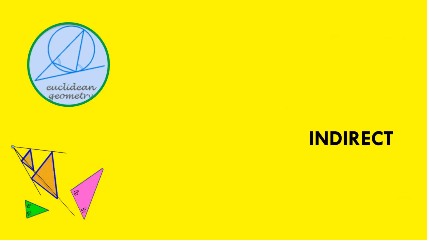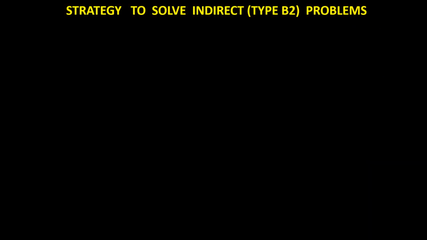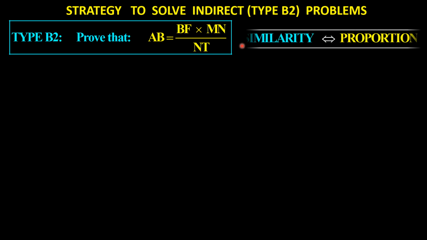Now let's consider the second type of indirect applications. Here we have the second type, and it's a proportion written in this form: AB over BF equals MN over NT. Always remember that if triangles are similar, it implies the corresponding sides are proportional. So if you want to prove a proportion, you first need to prove the two triangles are similar.